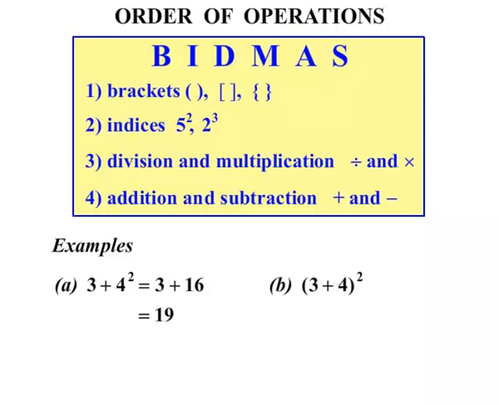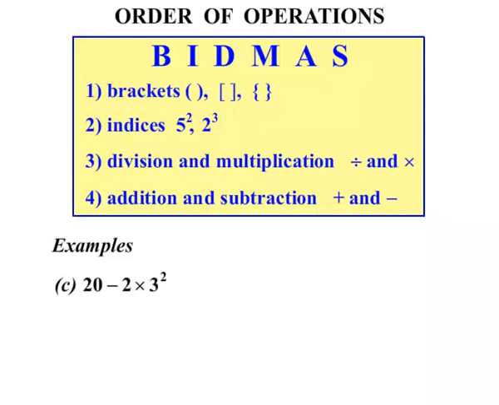The next one we've got 3 plus 4 in brackets squared. So we've got some brackets there and also an indice. So looking at our list, there's the brackets, there's the indices, always brackets first. So 3 plus 4, of course, that's 7. So the question really is now 7 squared. And 7 squared means 7 times 7, of course, which equals 49.